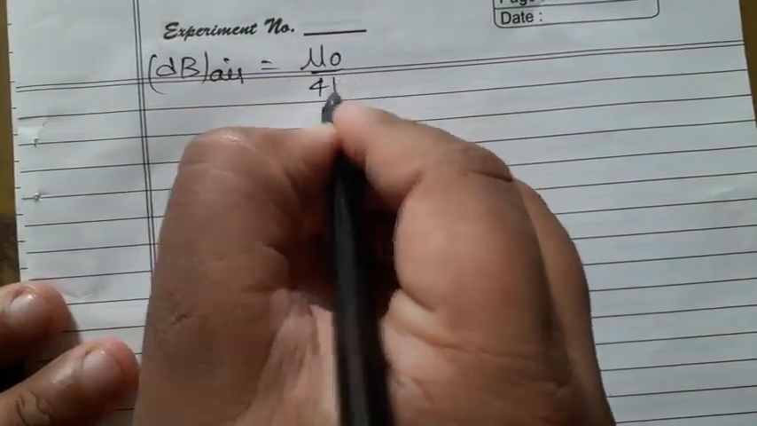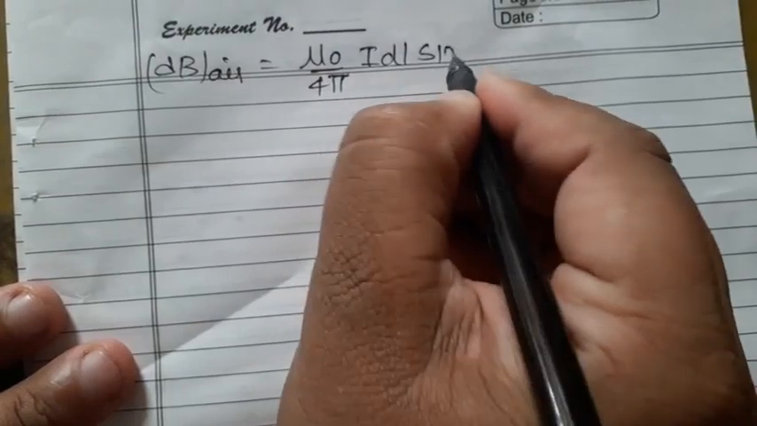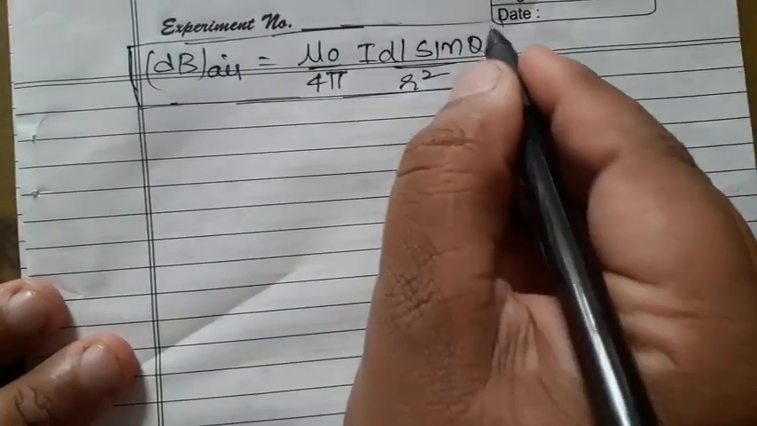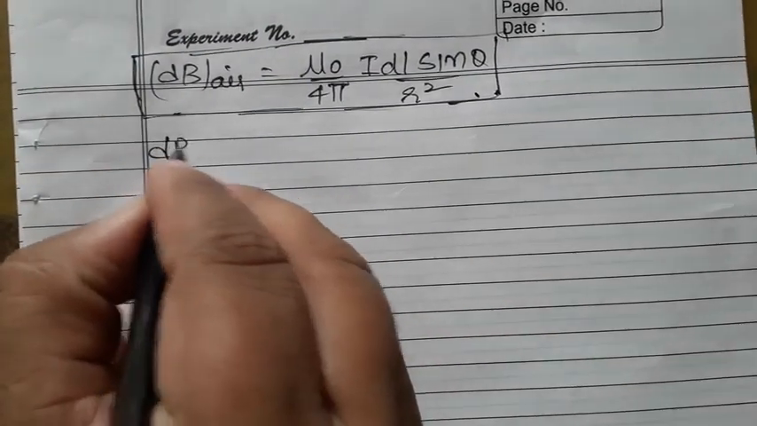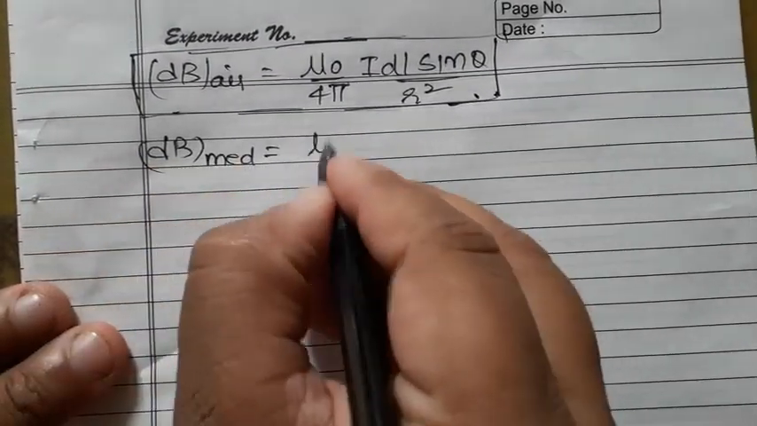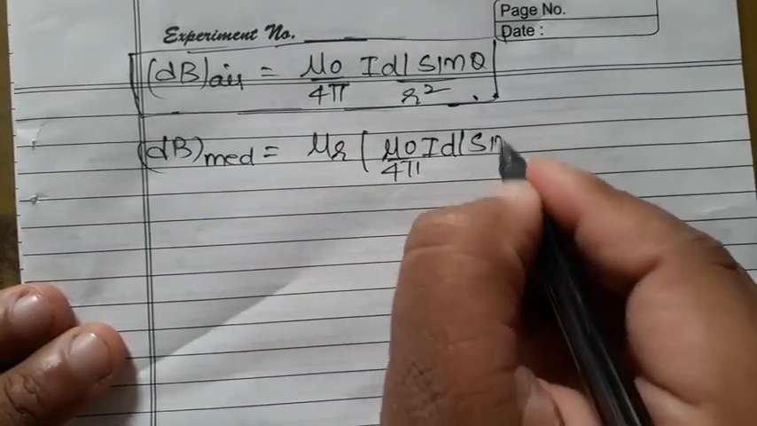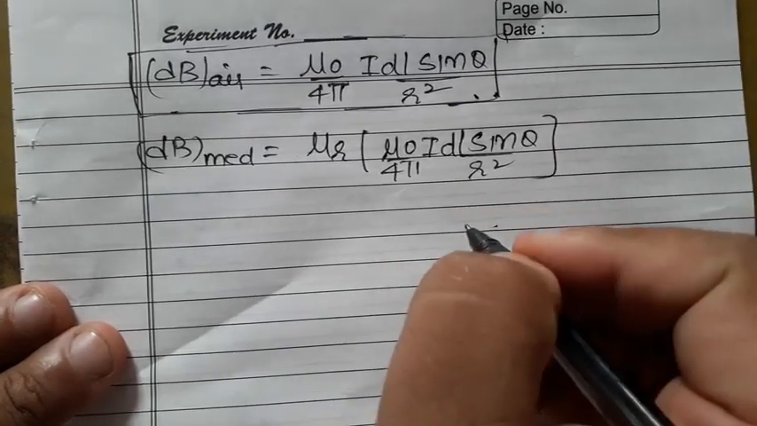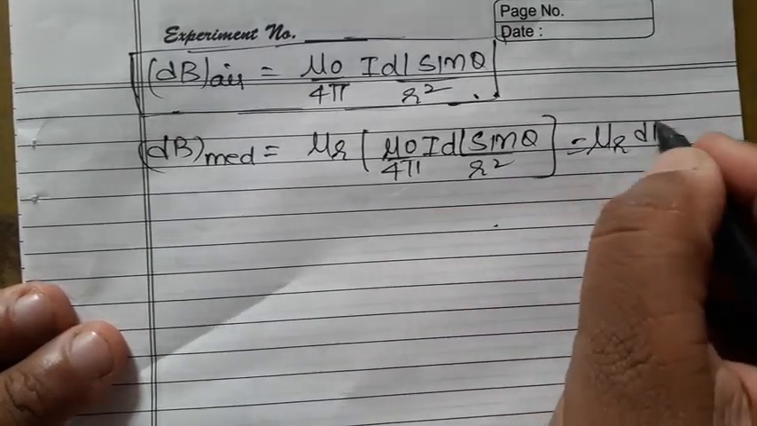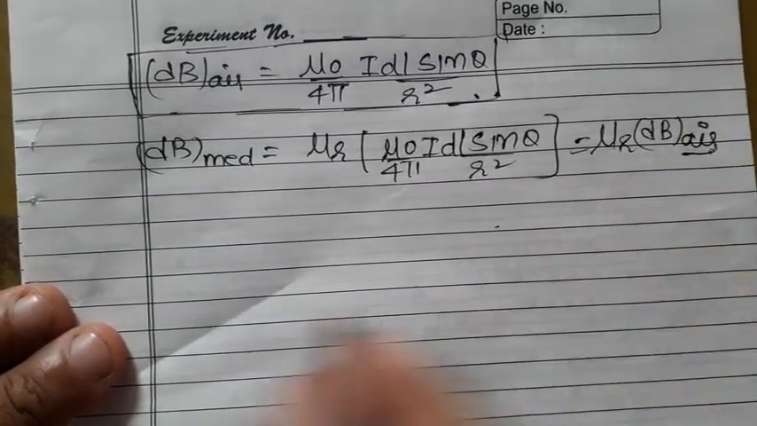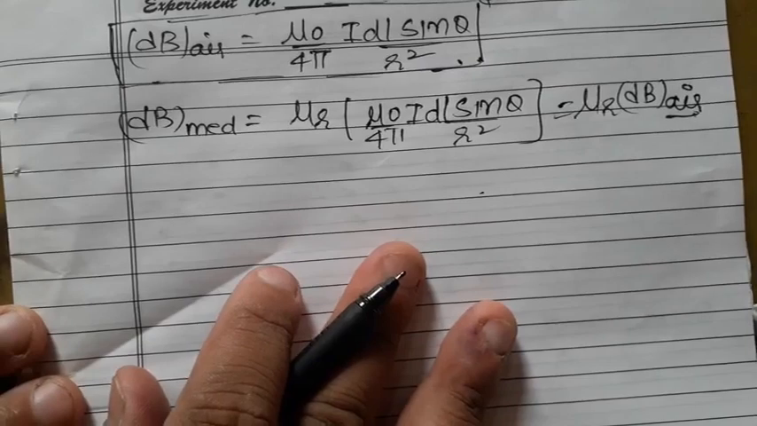So this equation may be written as dB, if I want to find it in air, is equal to mu naught by 4 pi I dl sin theta by r square. So this is my formula that I will use in solving numericals like this. If I want to write this in some medium, then it is multiplied by mu r, again mu naught by 4 pi I dl sin theta by r square. So it means it is mu r into the magnetic field in air. Let us move further.